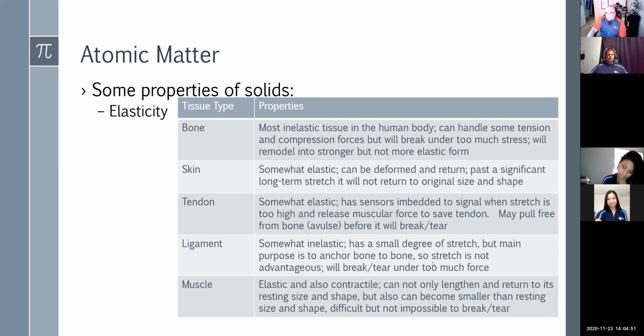And then muscle, right? Muscles are kind of our most highly elastic tissue we have because they also have to contract, right? They can lengthen, and they return to their original shape pretty easily. They can also become smaller and they can also become larger, right? They can get hypertrophy, where they grow, right? You go to the gym and you get swole, you're actually increasing the size of those muscles.